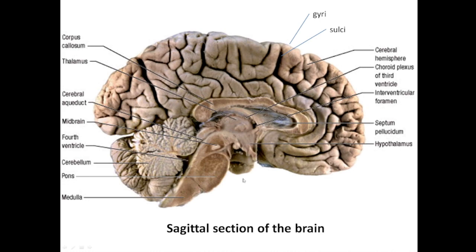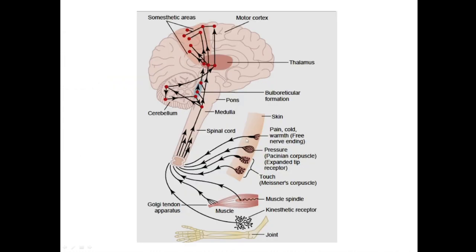Similarly, look at this diagram. This is the sagittal section of the brain. Here you can find this one is the thalamus, this one is the hypothalamus, and this one is the midbrain.